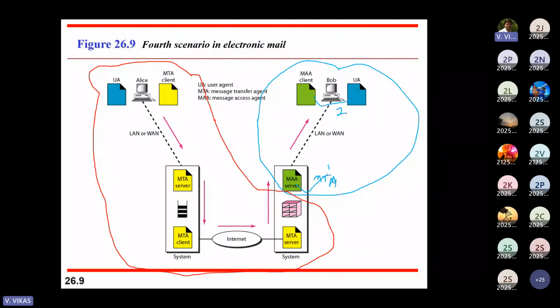Okay, sorry, pull operation is done in this particular stage. If you observe, from the Alice user agent to the MTA server, we are doing a push operation. From the MTA server to the MTA client through queues, we have a direct connection. From the MTA client to the MTA server of the receiver, we are going to have a push operation. And again, from the MTA server to the MTA client, we are going to have a pull operation. Okay, clear for everyone? Yes, sir.